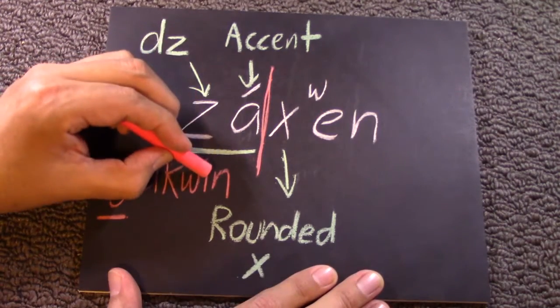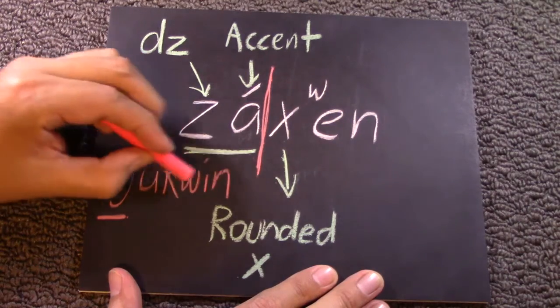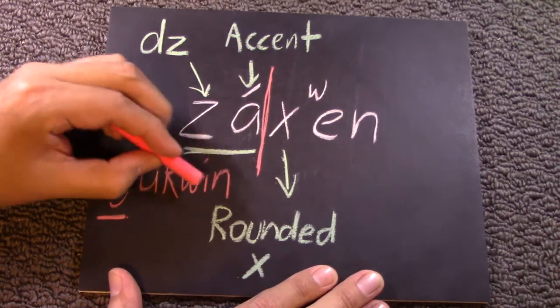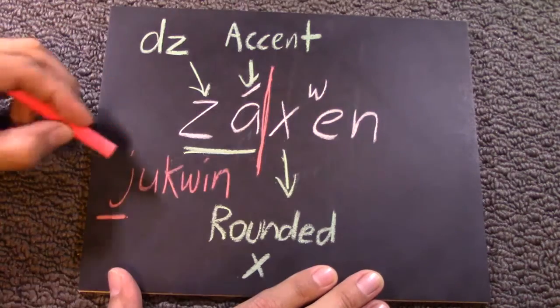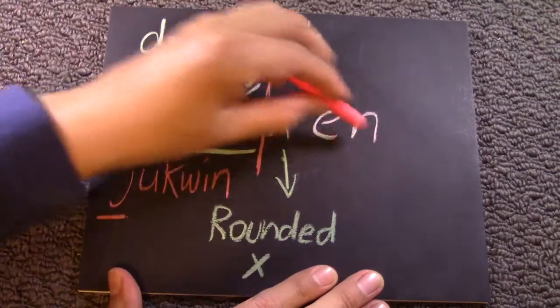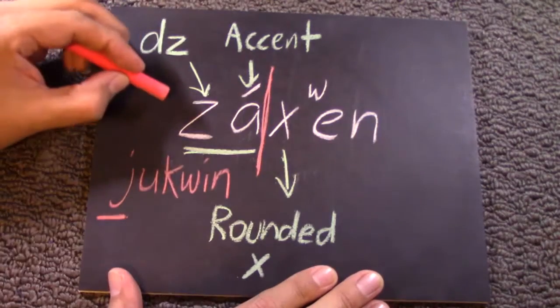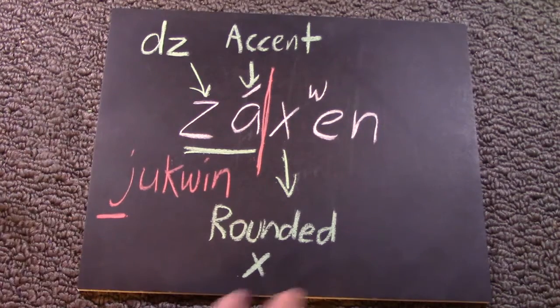The E does very much sound like the I here. So we do kind of have like a win sound, but it's connected to the X, so it's more like whin. So that's the reason that zaxwen is spelled this way and pronounced that way, and not this way.